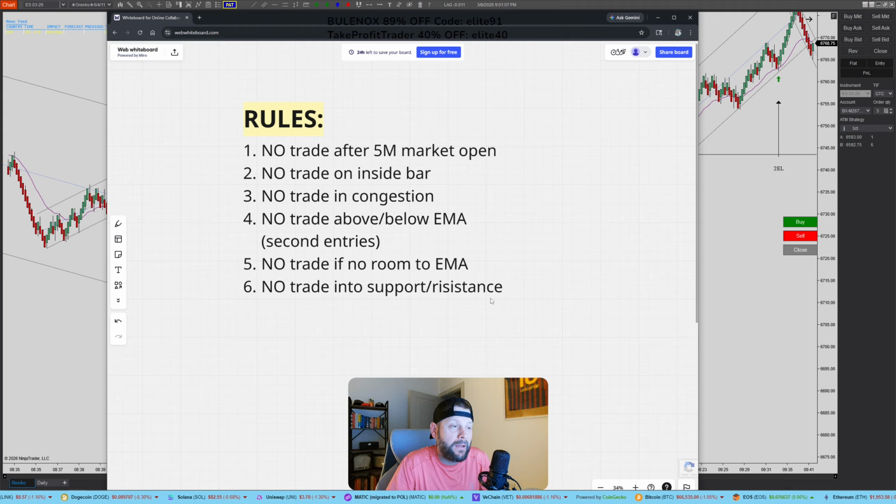Same thing with lower highs and higher lows. Again, second entry doesn't really matter because I'm not going to trade into the EMA. It has to be above or below. But with a lower high, higher lows, and triple test, I have to have enough room.